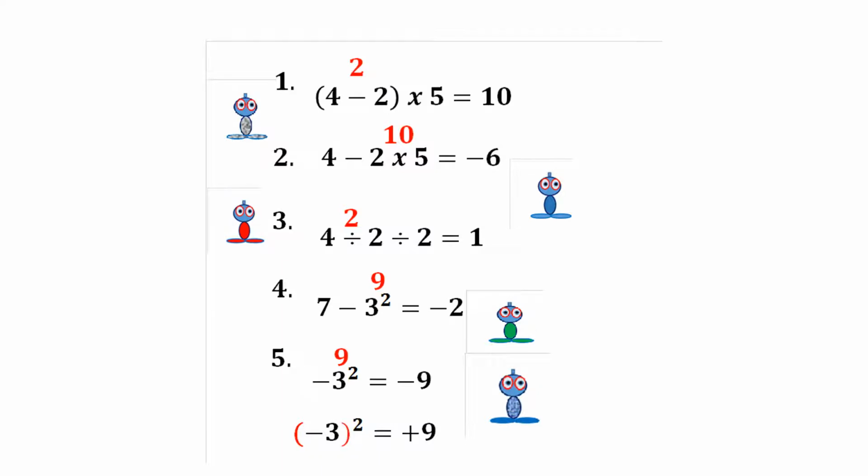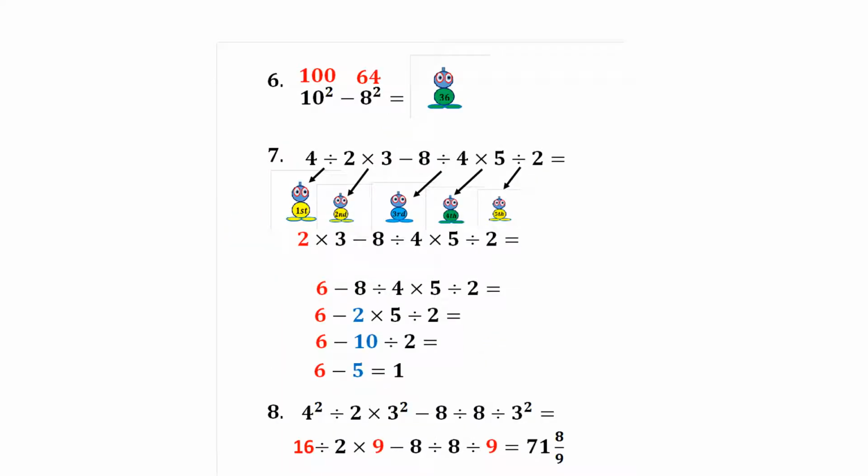Boom. Here we have some more order of operations. Our first problem, number 6, 10 squared minus 8 squared. We must do exponents first. 10 squared, 10 times 10, 100, minus 8 squared. 8 times 8 is 64. So we have 100 minus 64, which is 36.